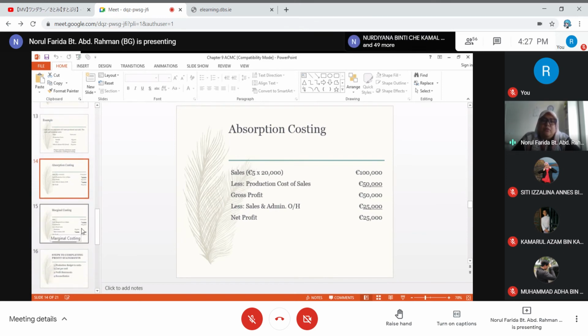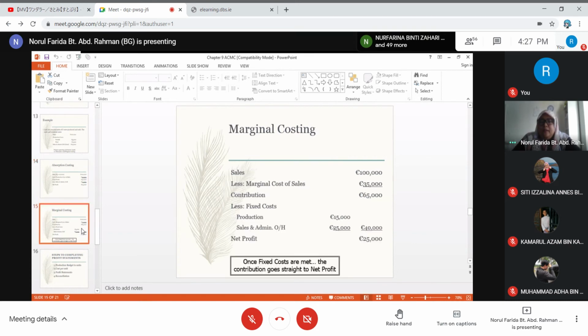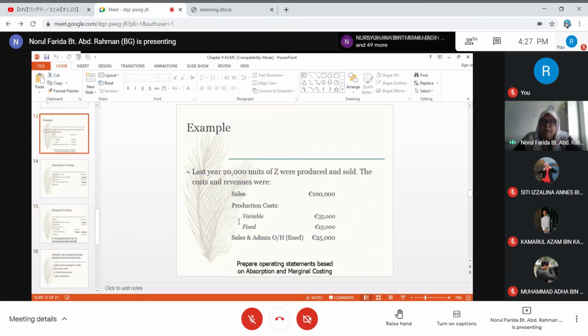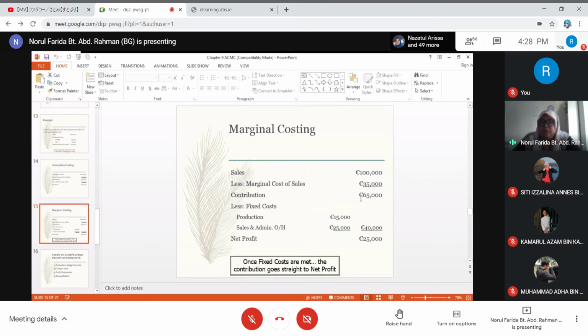Alright, when you use marginal costing, samalah, you have your sales 100,000, you less your marginal cost of sales, which is 35,000. 35,000 is the variable only. Okay, variable production cost is 35,000. Remember dia hanya ambil variable kan? So variable is 35,000. You will get a contribution, sales tolak variable cost is 65,000. And then baru dia less all the fixed costs.